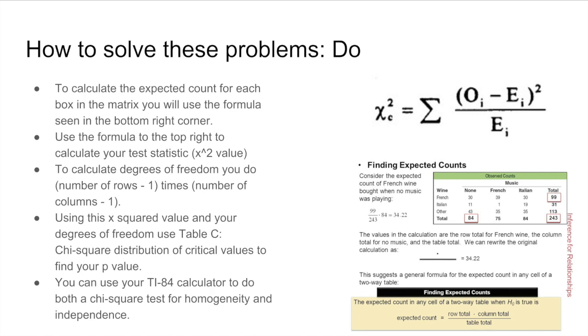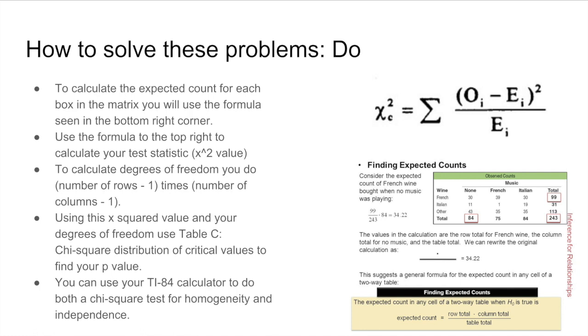So the third step to solving these problems is the do step. To calculate the expected count for each box in the matrix, use the formula seen in the bottom right corner, which is expected count equals row total times column total all over table total. Once you have all these expected counts, you will use the formula in the top right corner, which is x squared equals the sum of observed minus expected squared all over expected. And when you do this, you will get a value for x squared.